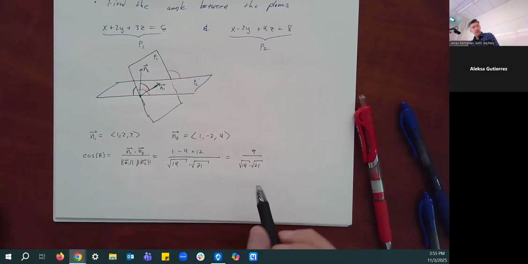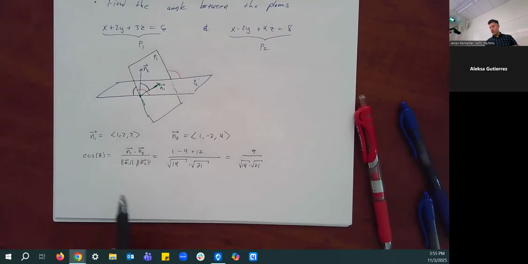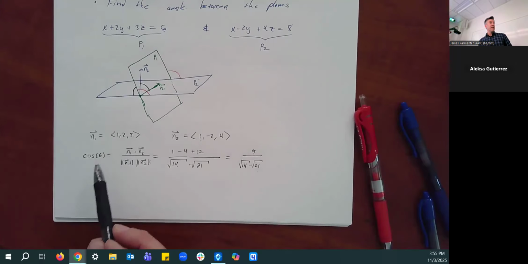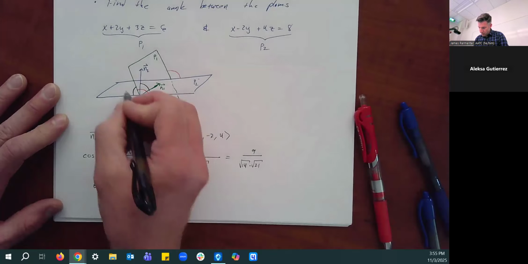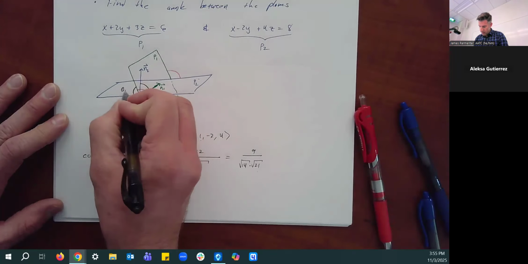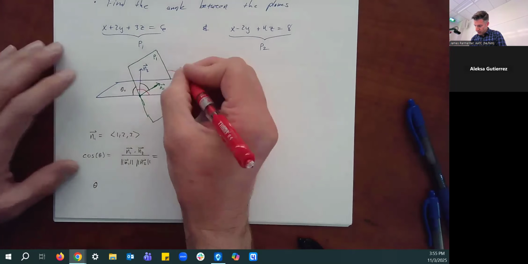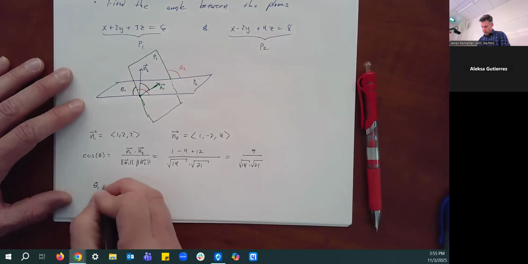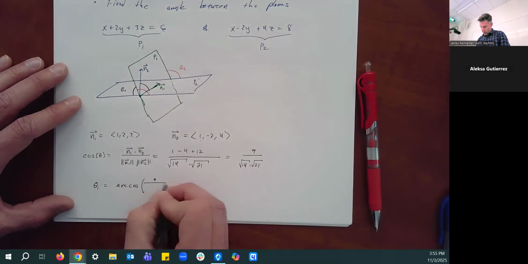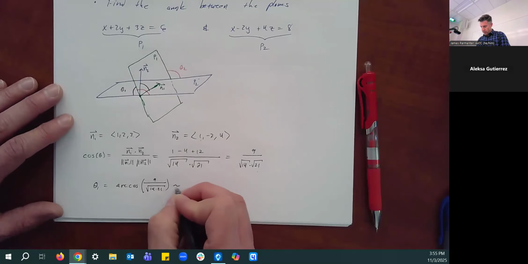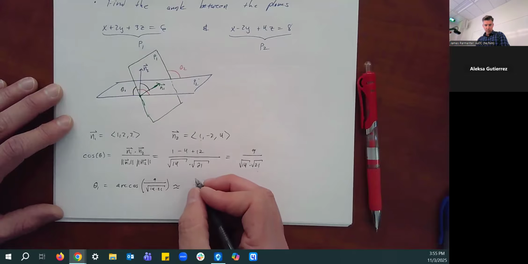I'll point out that since the cosine of this angle is positive, the angle we're going to find is the acute angle, because cosine is positive in the first quadrant and negative in the second quadrant. Let's label this one over here as theta 1 and this red one over here as theta 2. Theta 1 is equal to the arc cosine, or the inverse cosine, whichever you prefer, of 9 over the square root of 14 times 21.